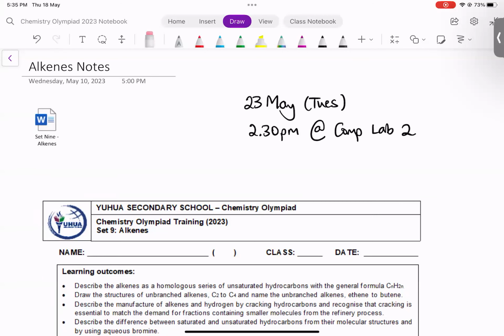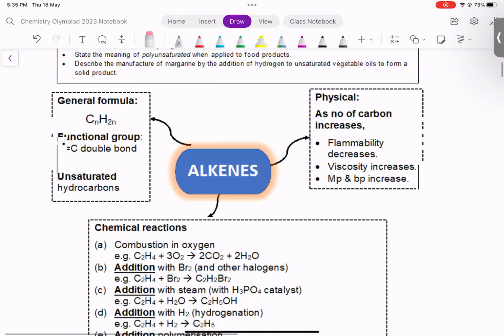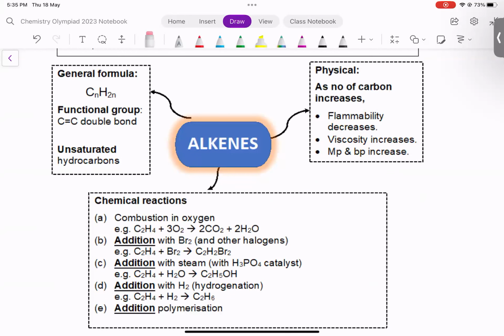So we have alkanes and now we have alkenes. There are some critical differences between alkanes and alkenes, so let's take a look. Firstly, I've summarized everything you need to know about alkenes on the first page. Alkenes have a general formula of CnH2n. So you immediately realize that there's no plus 2. It's just 2n, meaning the number of hydrogen is double the number of carbon. That's how you tell whether something is an alkene or not from its formula.